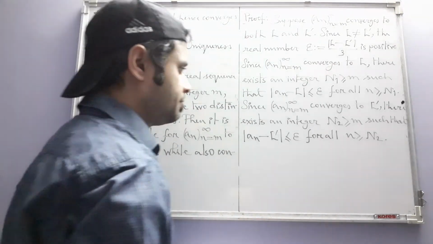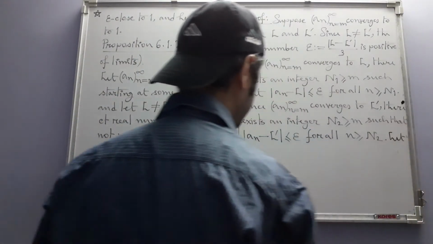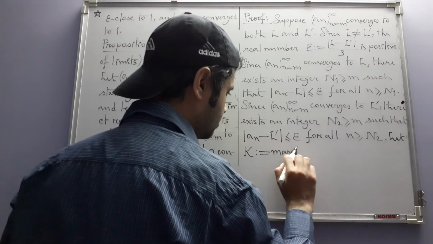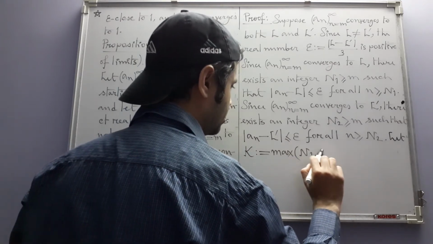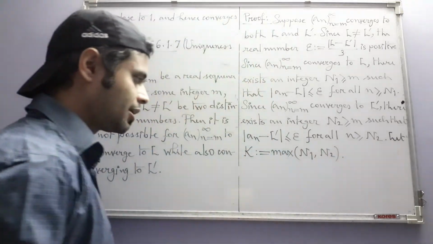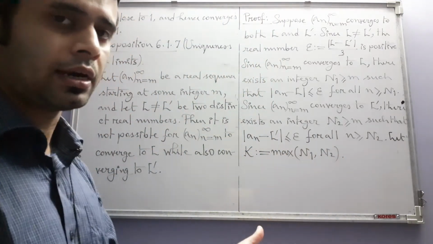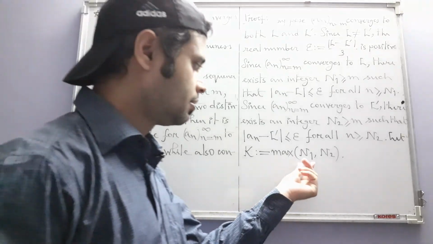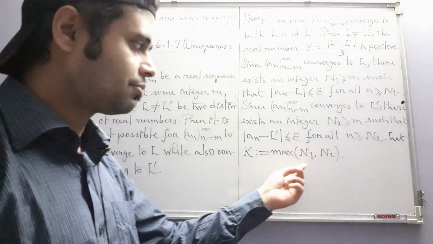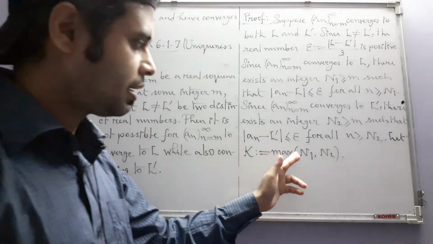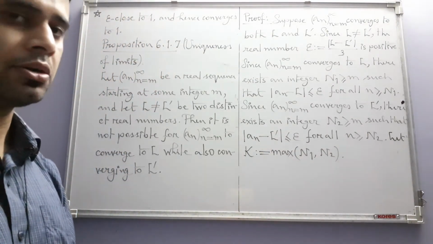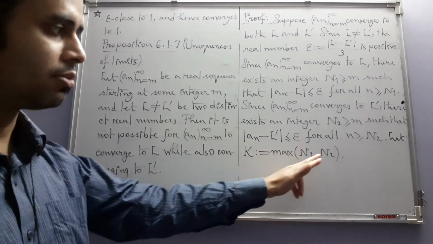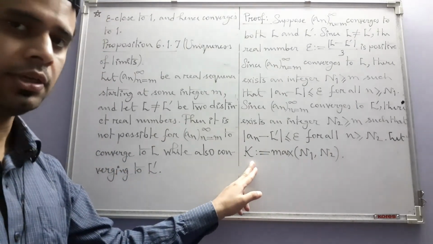Okay, let k be the maximum of these two integers n1 and n2. Whatever the integers are, we don't know what they are because they are general. We only know that they exist, not what they are actually. But whatever the integers are, one of them will be the maximum. It may happen that they are equal or they may not be equal. In any case, there will be a maximum among the two, which will either be n1 or n2. That we are denoting by k.